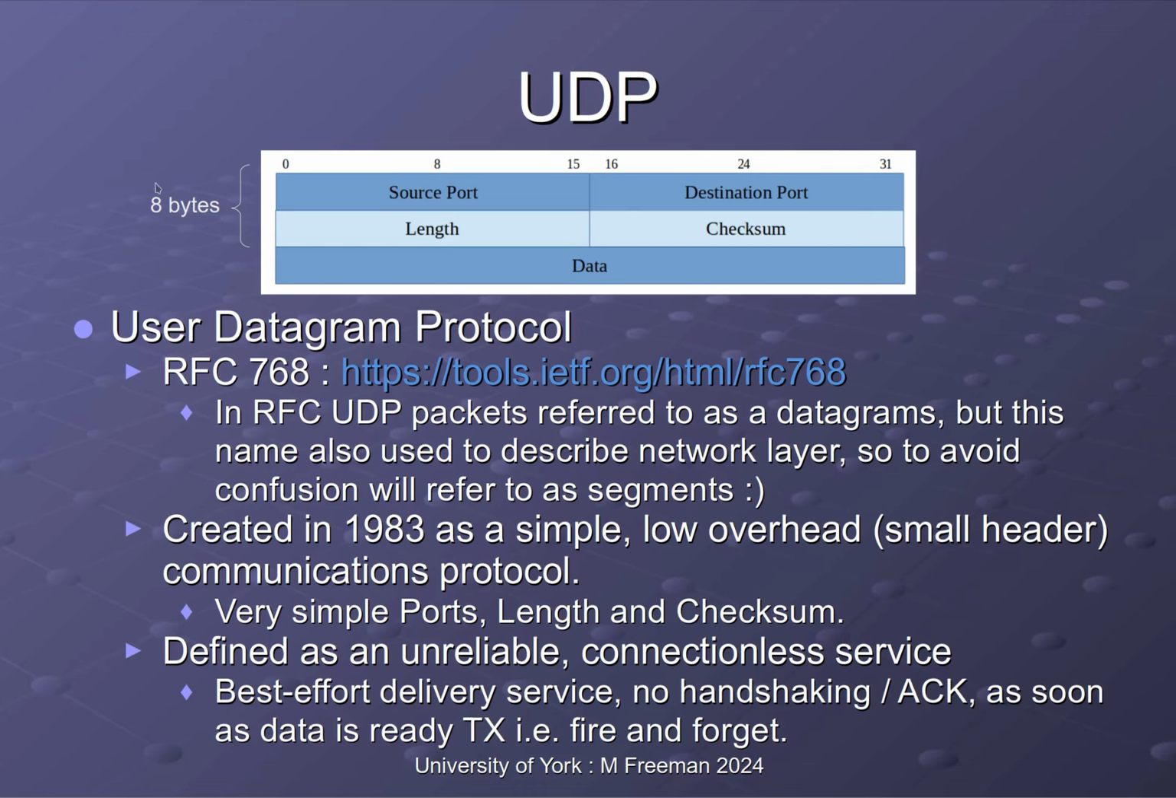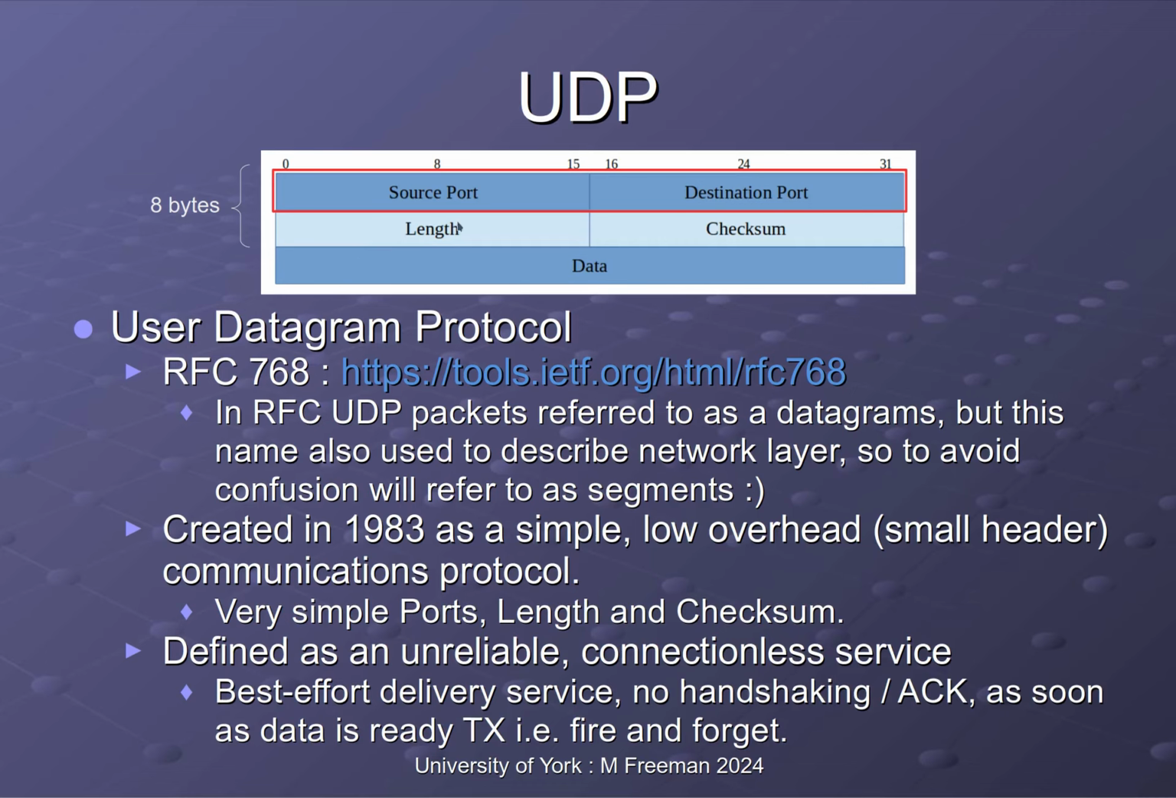A UDP segment is constructed as you see here. We have 8 bytes of header, and then you have your data that you want to transfer. The key thing that identifies at the transport layer who's talking to whom is your source and destination ports. Again, if you consider our NTP protocol, if you're connecting to an NTP time server, you'd be connecting to destination port 123 because NTP uses UDP packets. So these two ports identify who is communicating with whom.